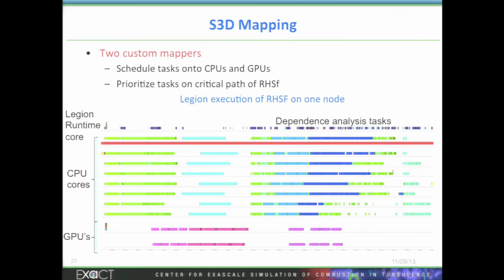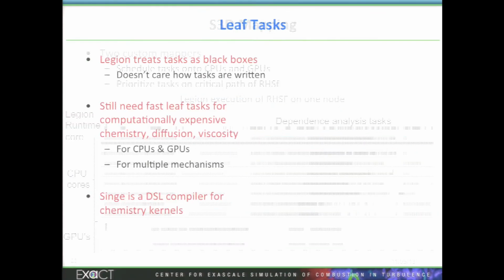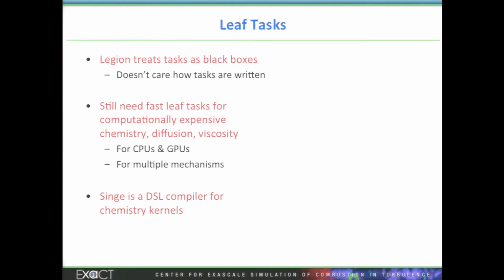Okay, and then finally we've also looked at another picture of the Legion execution system on a given node, showing the chemistry work on the GPUs, the stencil work on the CPUs, and then the Legion runtime running on top and doing dependence analysis tasks when it spawns off a task. And just one more last thing, which is that Legion treats the tasks as opaque boxes, and so it really still relies on us to make these leaf tasks that are computationally intensive, such as chemistry evaluation, run fast.